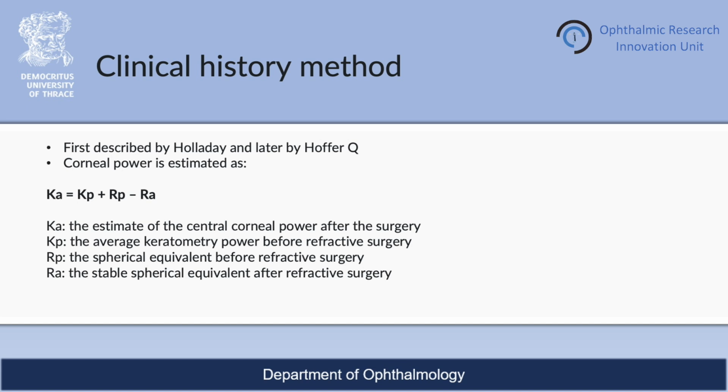Let's describe the clinical history method. The central corneal power is calculated by adding the mean keratometry power before the refractive surgery to the spherical equivalent before the refractive surgery, and then subtracting the spherical equivalent after the refractive surgery. Theoretically, this method estimates the actual corneal power, and it is easy to calculate but requires knowledge of keratometry prior to the refractive surgery as well as induced refractive change before the development of cataract. The major limitations of this approach are the unavailability and inaccuracy of the preoperative data.